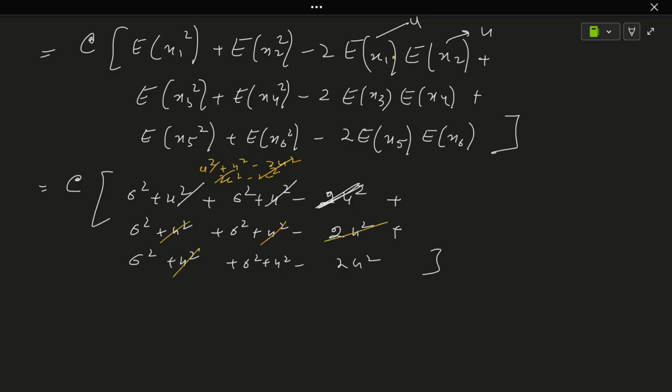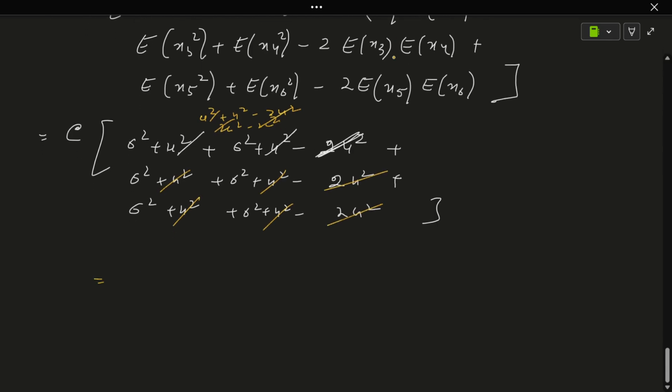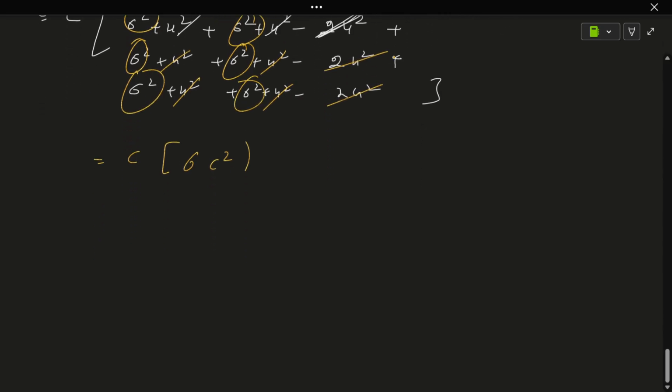This will get cancelled out, this will get cancelled out. So C, this is 1 sigma square, this is 2 sigma square, this is 3 sigma square, this is 4 sigma square, this is 5 sigma square, this is 6 sigma square. So this is 6 sigma square. C, 6 sigma square is equal to sigma square.